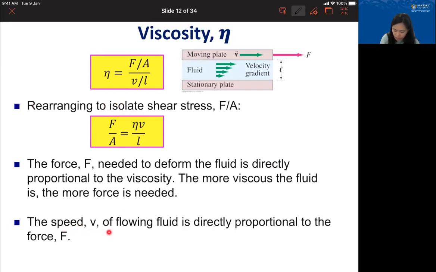Likewise, the speed of fluid flow is directly proportional to the force, which probably makes sense, because the more you pull on this top plate, for example, the faster the water molecules on top will move. Hopefully this relationship between force and speed is rather logical. The more you push, the faster the flow will be.